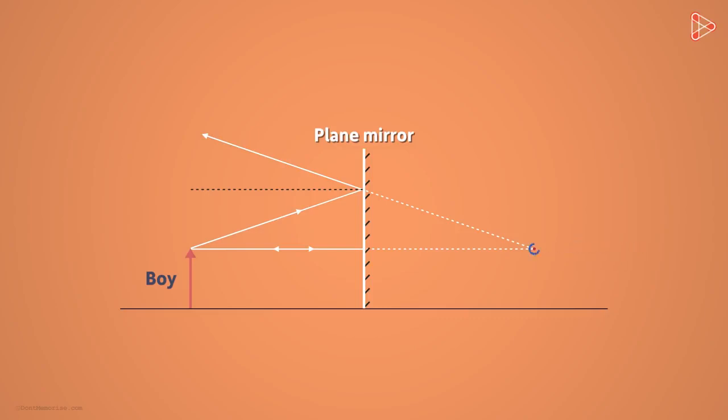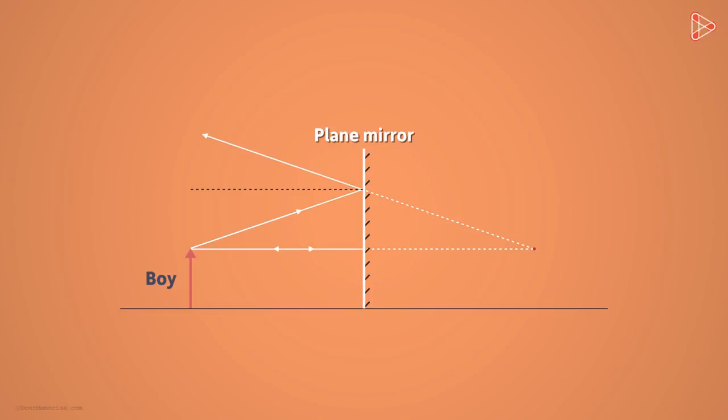When we look at this point, it appears to us that all the light rays are diverging from this point. But in reality, there are no light rays behind the mirror. This being a smooth and shiny surface reflects most of the light back and almost no light reaches behind.